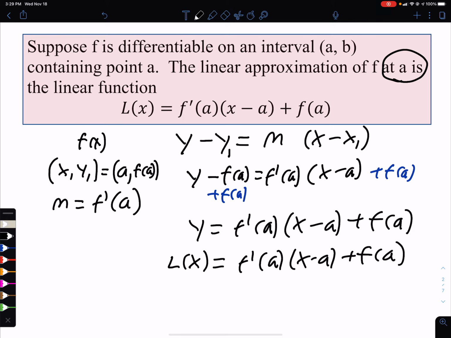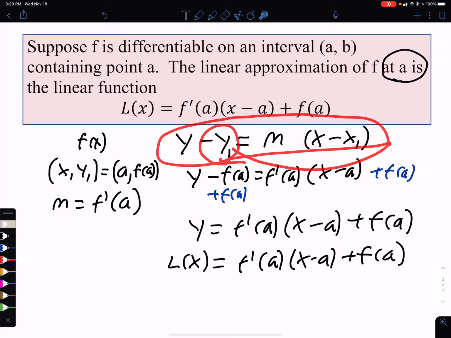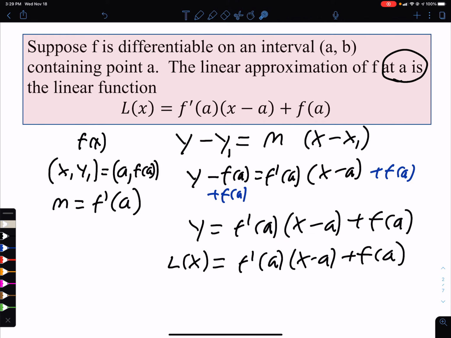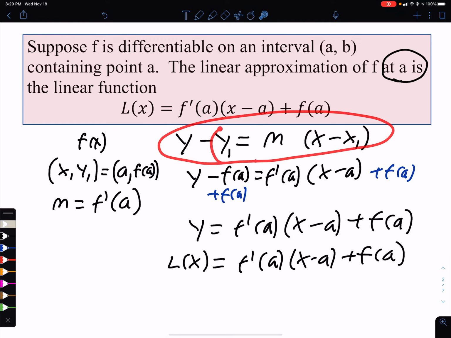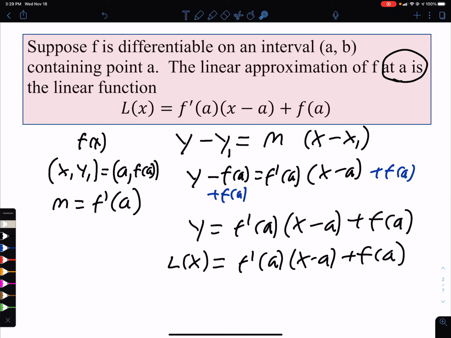So, what am I trying to say? All you do is what you've done all year long. You find the equation of the tangent line, you add the y1 to the other side. That is how you use a linear approximation. So you don't have to learn this new fancy formula. Just find the equation of the tangent line just like before. Get y by itself by adding that to the other side, and you have your linear approximation equation.